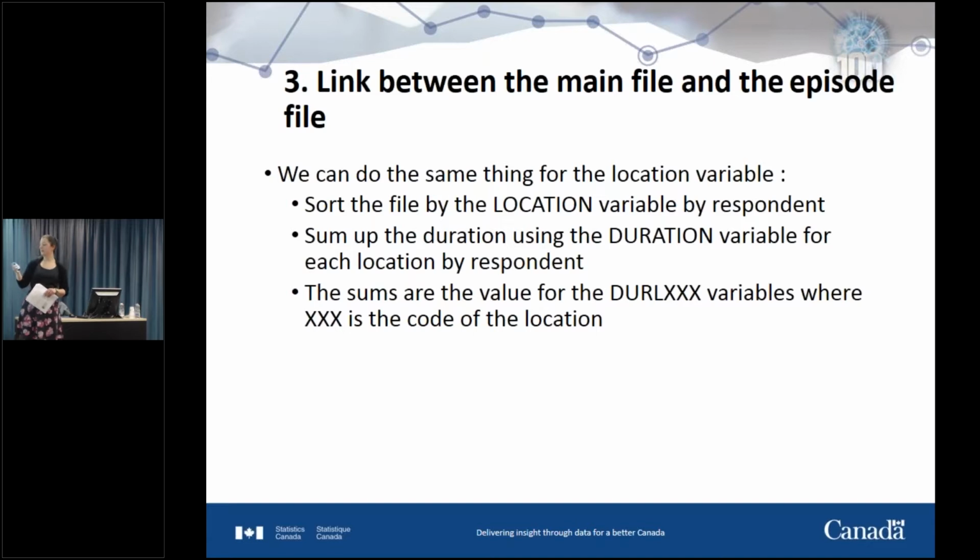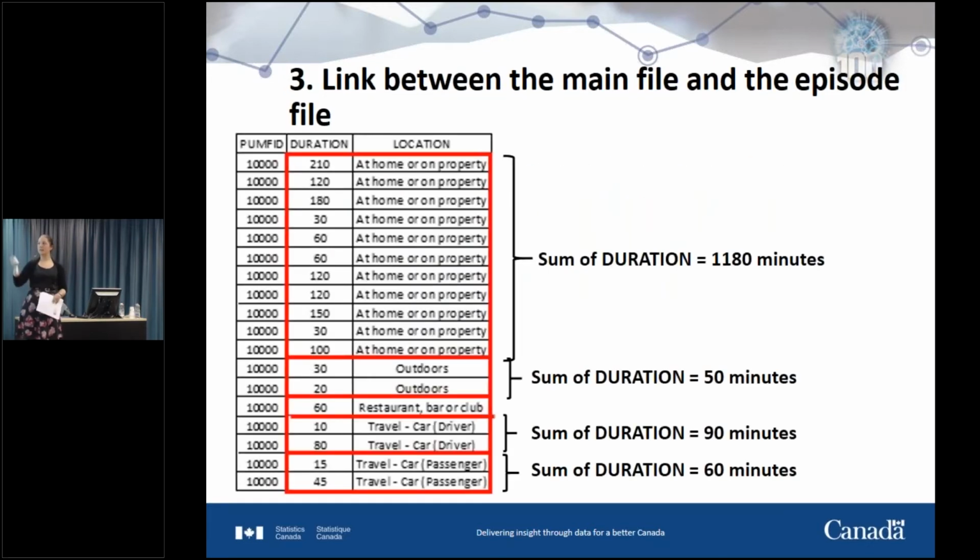We can do the same thing with the location variable, but this time we have to sort by the location variable by respondent, sum up the duration, and the sums are the values for the DURL variables. Again, if we take our example, we sort by the location variable. We have 11 episodes at home or on property. This is the code 300 of the variable location.